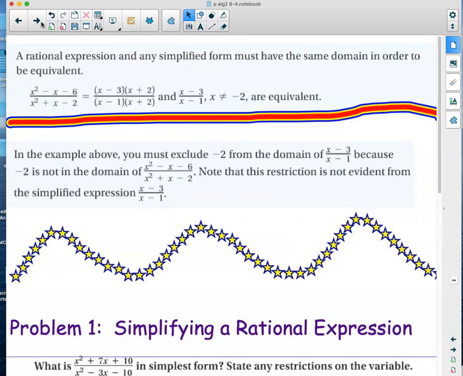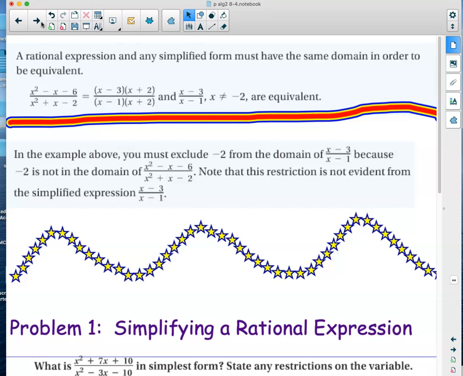So a rational expression and any simplified form have to have the same domain in order to be equivalent. So we're not just going to do all this canceling. We're also going to let them know, hey, don't try and put this number in, because these are fractions. And if they're fractions, that means we might put a number in that would make the denominator 0. And that's the bad one because you can't divide by 0.